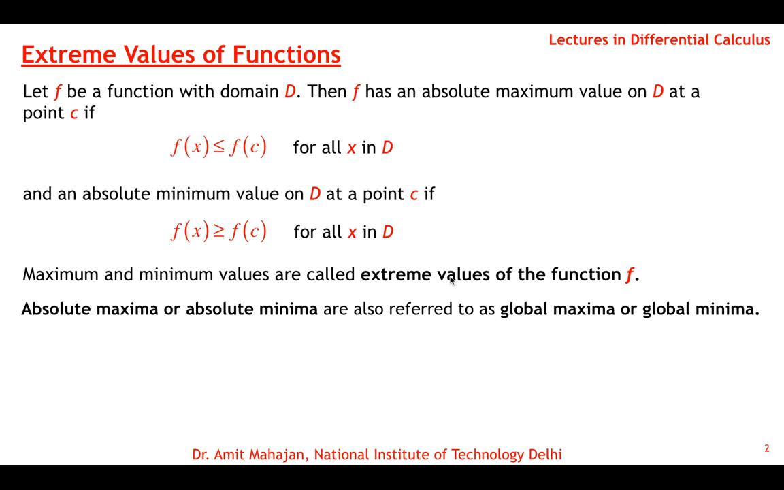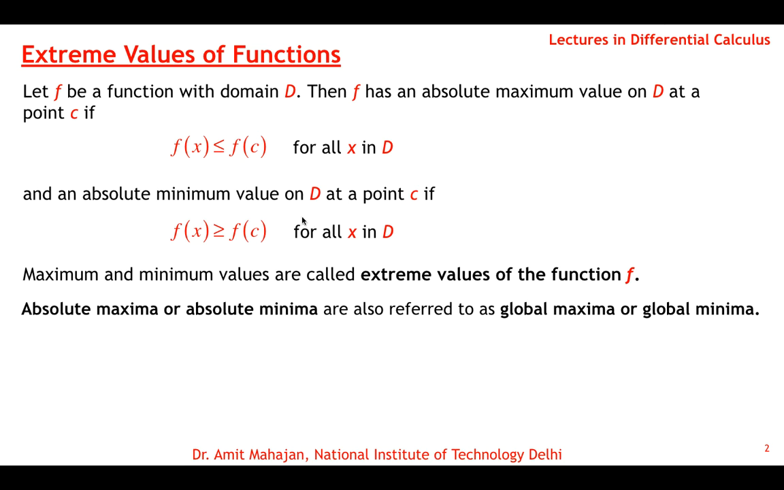Okay, so extreme values is a common name given to maximum or minimum, and absolute maxima or absolute minima are also referred to as global maxima or global minima. So we can call it absolute maxima or we can also call it global maxima. Similarly, absolute minima is also called global minima. Here both how the function is defined and what is the domain of the function play an important role. Extreme values can vary depending upon the domain even when the function rule is the same.